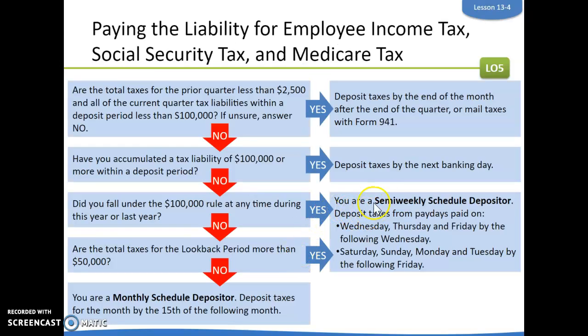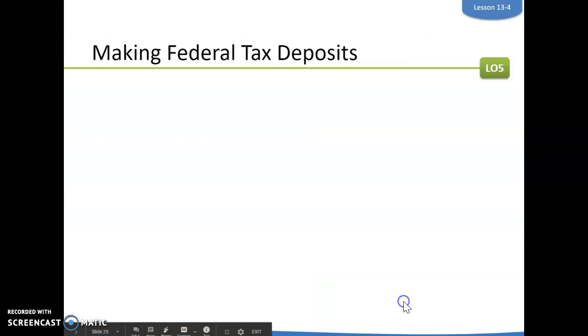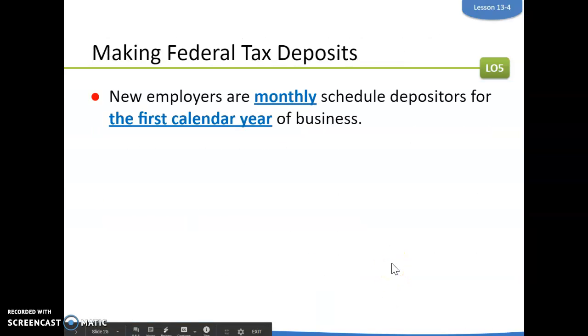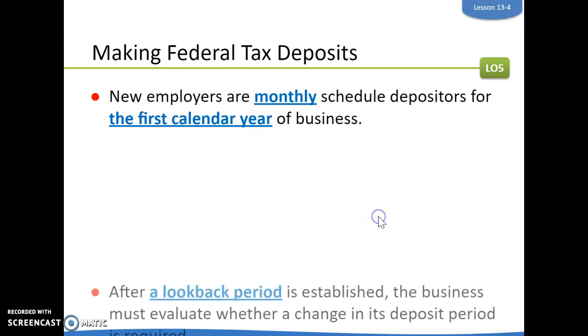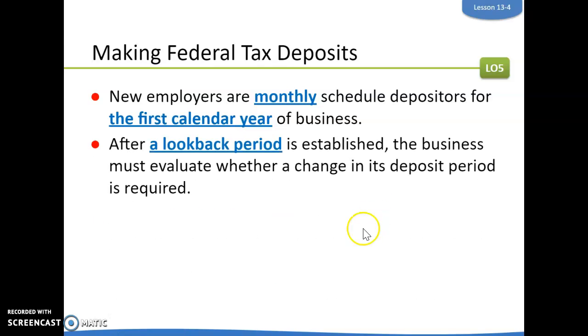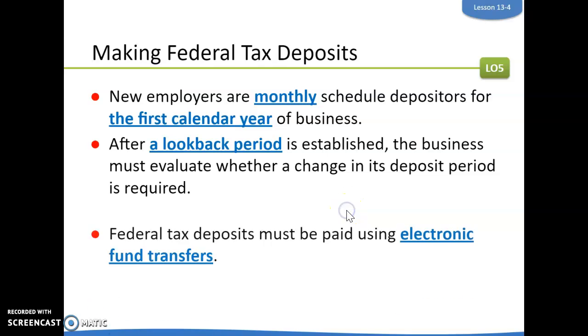Now, everybody that starts their business is a monthly scheduled depositor. That's what they would be starting as, and then you'll do this look-back period to see if there's any changes that you'd need to make to how often you deposit. So, making federal tax deposits. New employers, again, are monthly scheduled depositors for the first calendar year of business, so July 1 to June 30th. After a look-back period is established, the business must evaluate whether a change in its deposit period is required. So that's where we would use that flow chart.